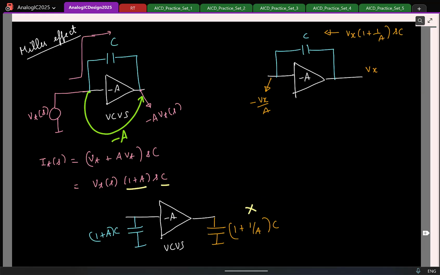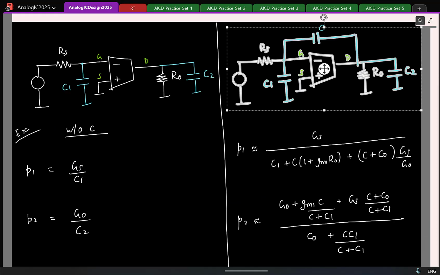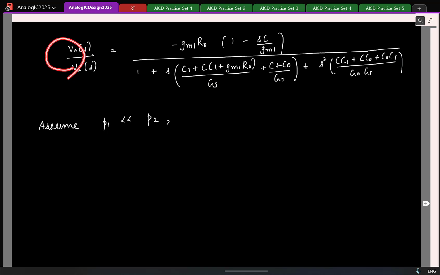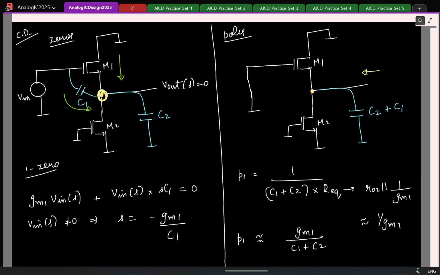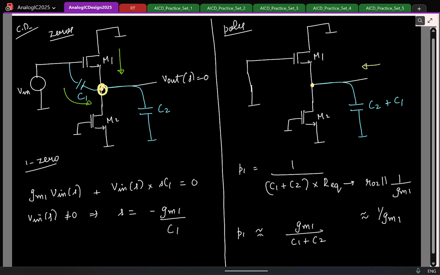See, I wanted to demonstrate the Miller effect, so I introduced Rs here. His question is, why didn't I consider Rs here? Because I wanted to simplify my life here, so I didn't consider Rs. But in the common source, I didn't want to simplify my life, so I considered Rs.